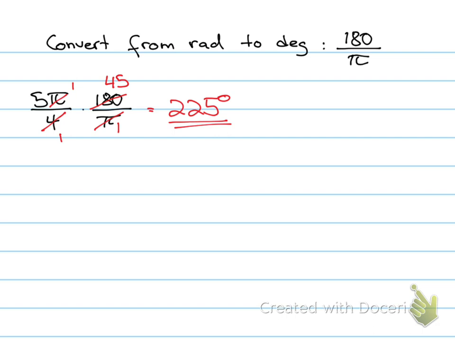Let me look at one more. Pi over 2 changed into degrees, times 180 divided by pi. We can see that the pi is reduced to 1. 2 goes into 2 once and into 180 90 times. So pi over 2 is equivalent to 90 degrees.